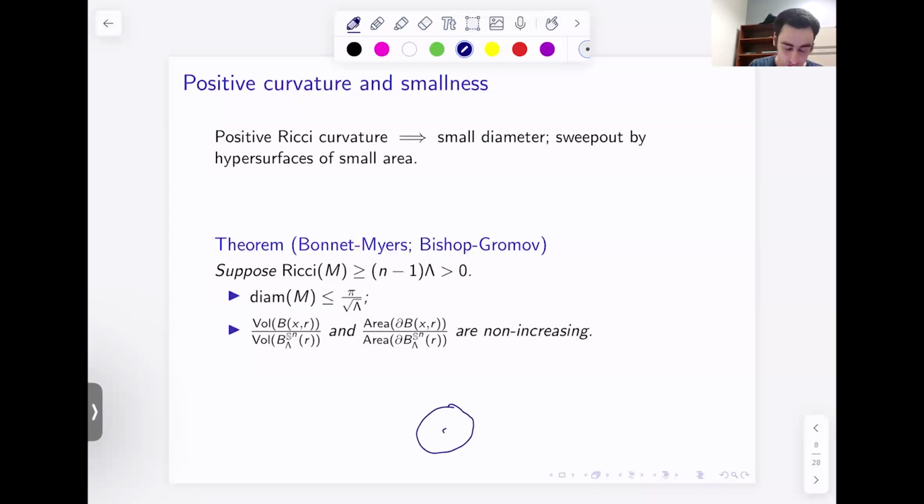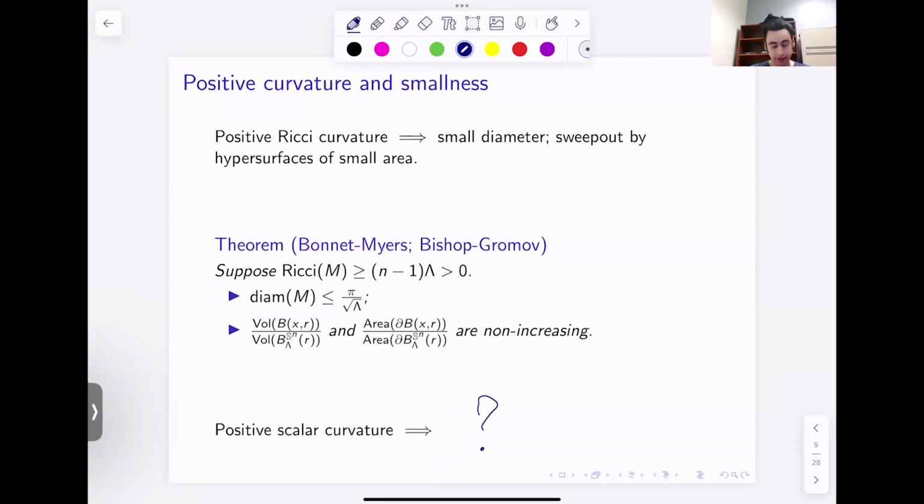It's easy to see that such strong smallness properties don't hold for positive scalar curvature metrics. If you replace positive Ricci with positive scalar, then there's no hope of having such a strong condition. So the natural question then is, what does positive scalar curvature mean?